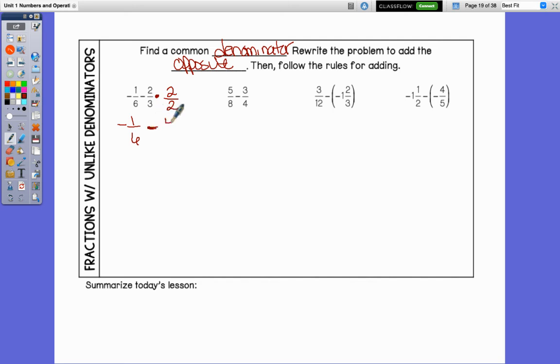-1/6 minus 4/6, which is actually plus a minus. These are now the same sign. So what do you need to do with them? You need to add them. Keep your sign, you get -5/6.